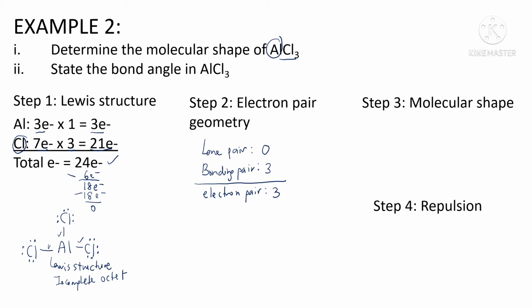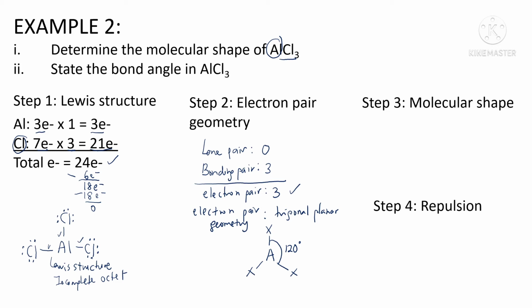When the total electron pair around central atom equals 3, this means that the electron pair geometry adopted by aluminum chloride will be trigonal planar. So trigonal planar, central atom, and then the 3 bonding pairs forming a triangle in a plane, like this. And the bonding pairs will be 120 degrees apart. So this is the electron pair geometry for trigonal planar.